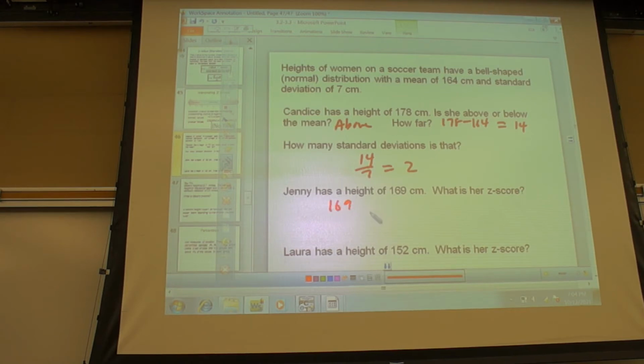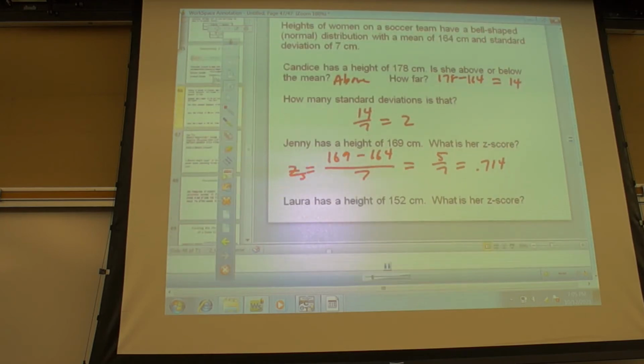Jenny has a height of 169. What's her z-score? Well, I take her height, subtract the mean, divide by standard deviation. Call it Z of Jenny. And I'll get 5 divided by 7, which is 0.714.